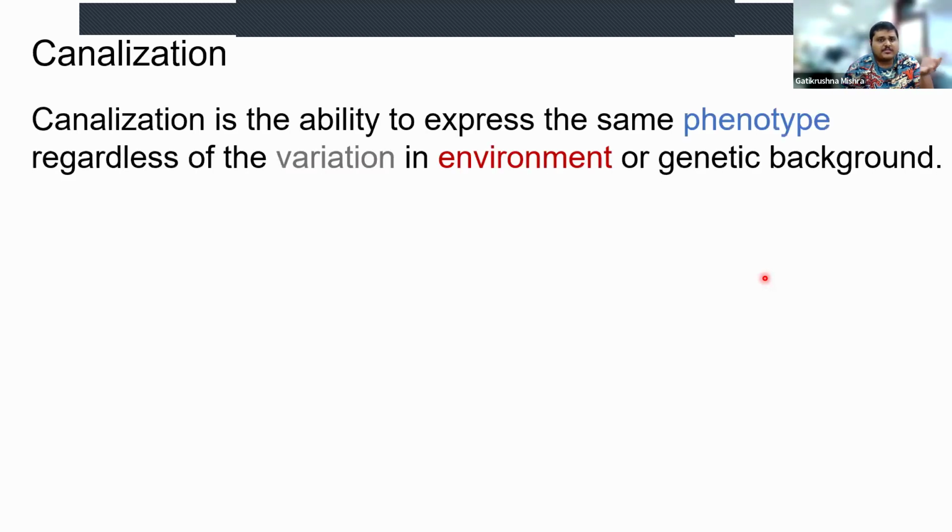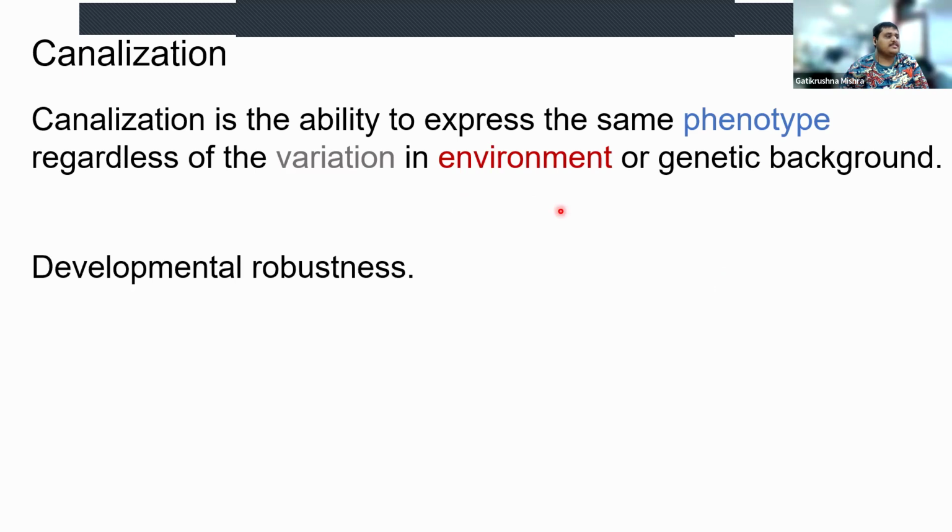What is canalization? Canalization is the ability of an organism to express the same phenotype regardless of the variation in environment or genetic background. So, basically, it is also called developmental robustness.